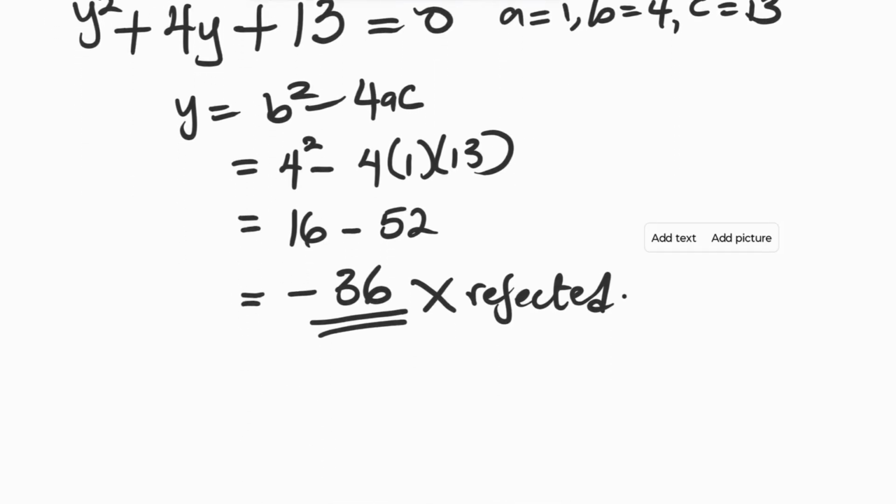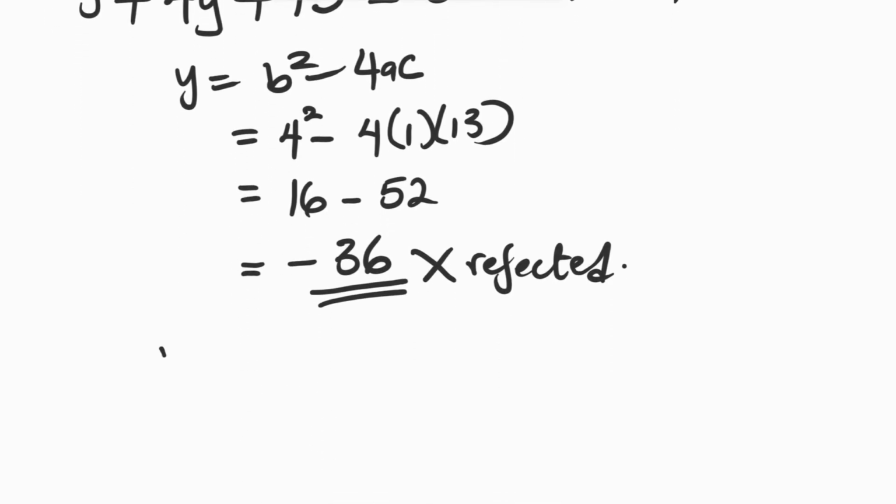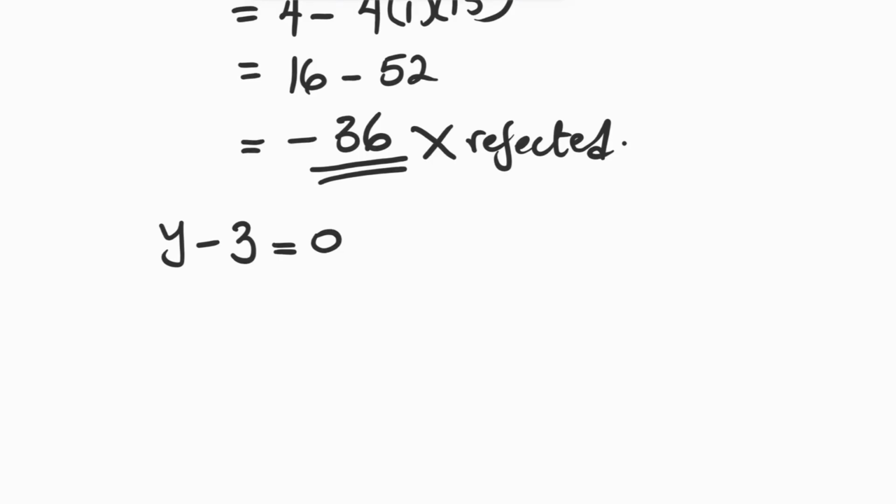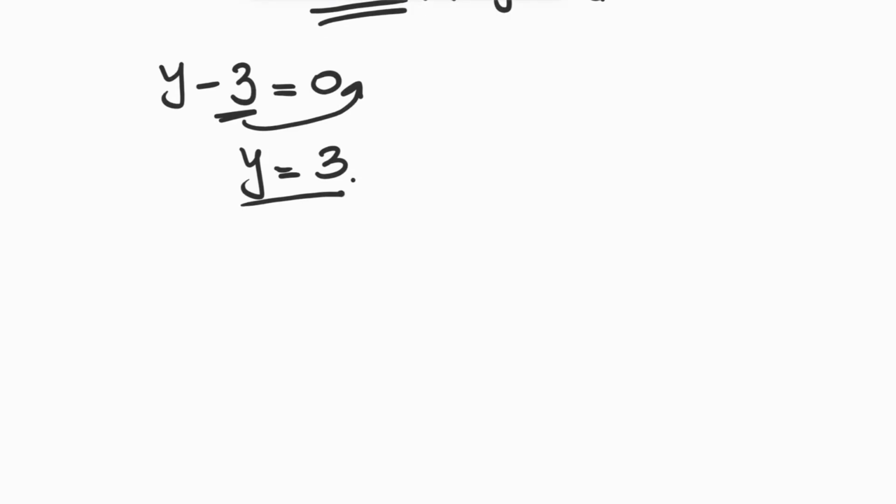So we now revert back to our y minus 3 equals 0. So if negative 3 moves over to the right hand side, it becomes positive 3. Now y is equal to 3. It's positive, and therefore it will be accepted. It's a real number.